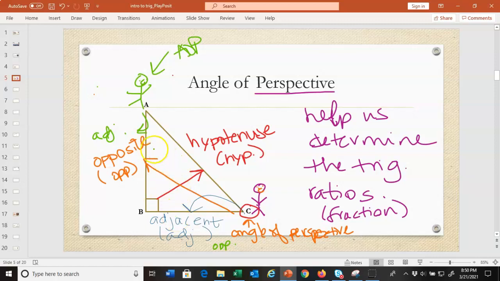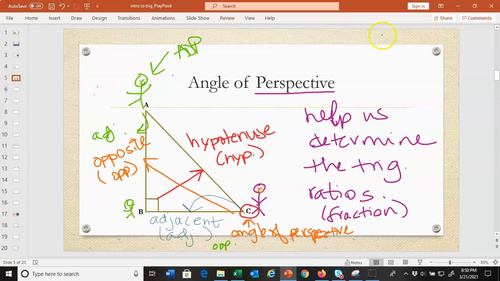It never changes. So, do you think you're allowed to stand at angle B? Is angle B, or the right angle, allowed to be the angle of perspective? Never. Because if angle B was the angle of perspective, then we would be looking across the triangle and this would become opposite. But no, this is hypotenuse. This can't be opposite and hypotenuse. And we said it's always the hypotenuse. So that is why the 90-degree angle can never, ever be the angle of perspective.